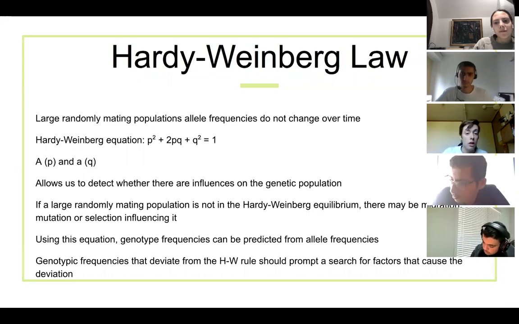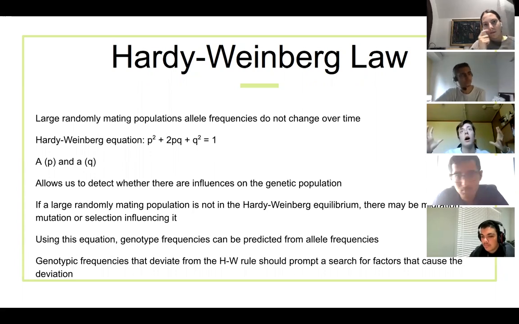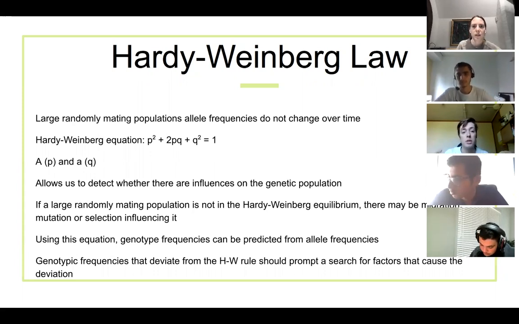If you've got a large randomly mating population that is not in equilibrium, there may be migration, mutation, or selection. Say you've got a really large group of meerkats at the zoo. They're going to be mating randomly because there are so many of them, and the zookeepers aren't choosing who the meerkats mate with. They're just letting them mate randomly. Because it's a large population, but it's sealed off.